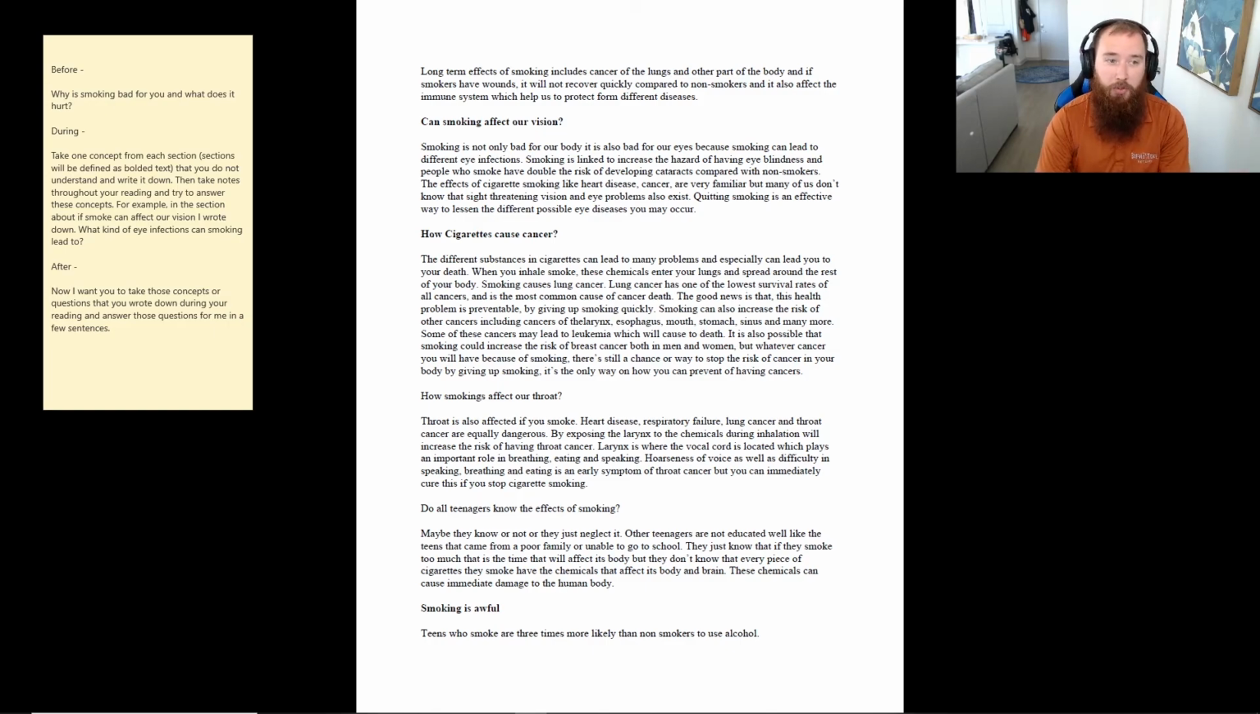So for an example, in this section, if you look here, it talks about how smoke can lead to different eye infections. Well, I know of a couple eye infections that smoke can lead to, but what are all the eye infections that I could possibly deal with from smoke? So that was the question that I wrote down for this section, okay? And then after your assignment, or after all of this reading, I want you to take the concepts or questions that you wrote down during your reading and answer those questions for me in a few sentences.